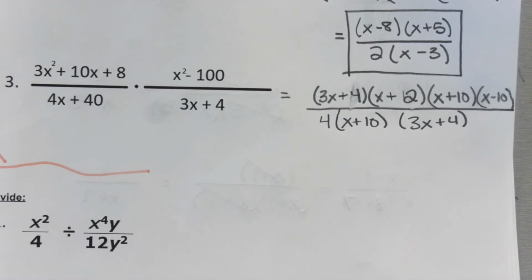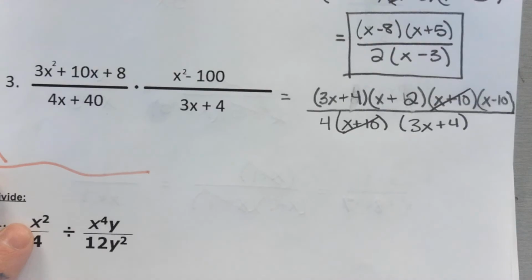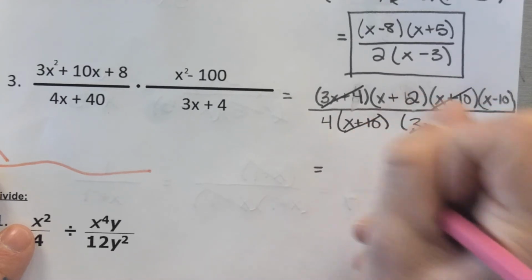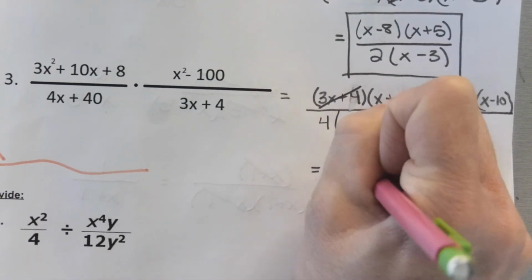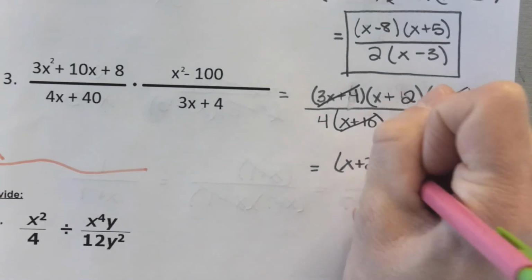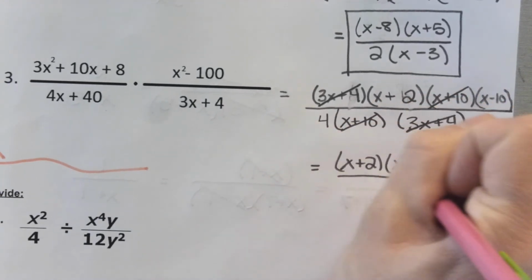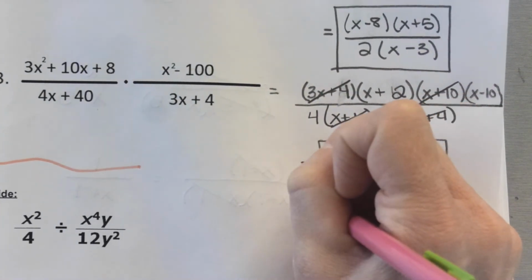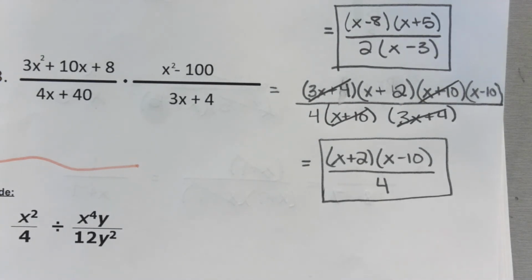All right, now let's hunt through and see if I have any matching parentheses. Do I in the top and bottom? X plus 10s go. What else? 3x plus 4s go. All right, so in the top, I still have an x plus 2 and an x minus 10. And in the bottom, I only have a 4. And that's it. Again, can you multiply it out? Yep. Do you have to? No. Okay. What questions do you have for me?